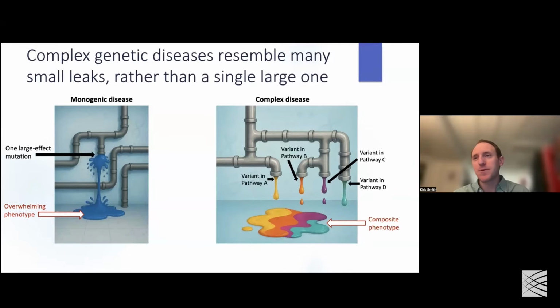And so this metaphor demonstrates why monogenic diseases are, relatively speaking, easier to diagnose and find drug targets for, while complex genetic diseases can be much more difficult in that same regard.